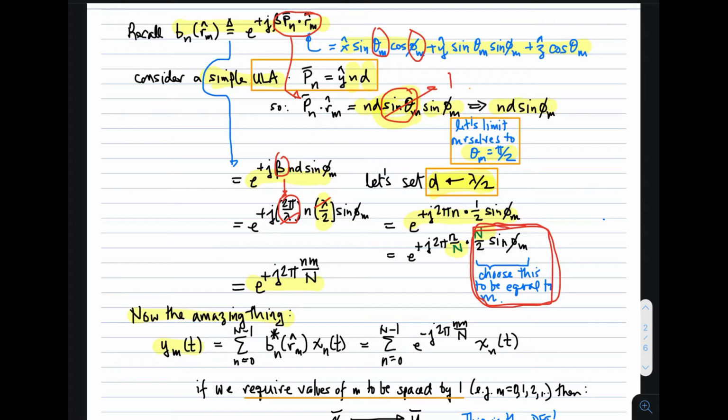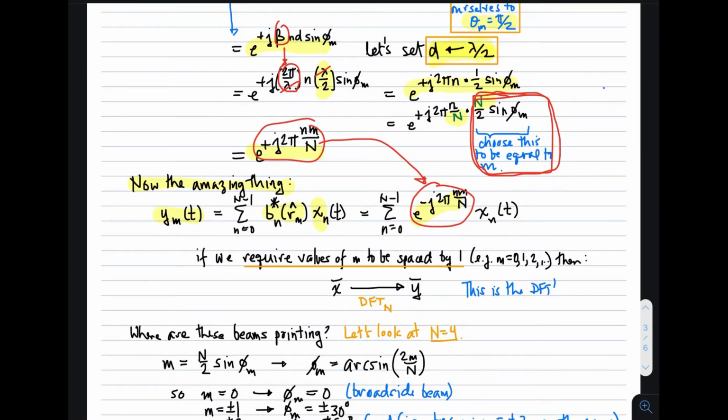If we go back to the expression for the mth beam output, that is written as the sum over the element outputs times the conjugate of the beam-forming vector coefficients. We make that substitution. We get e to the minus j 2 pi nm divided by capital N. And remember, there's a sign change here because of that conjugate symbol.